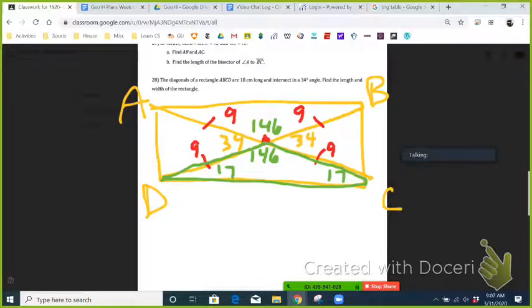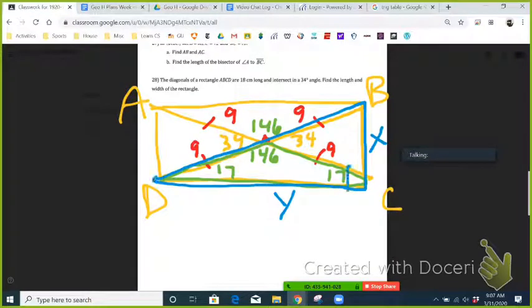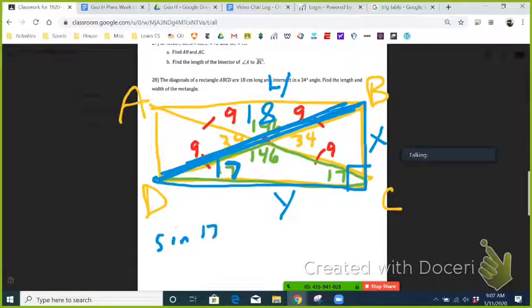So if we call this side X and this side Y, and we look at this as just a big right triangle, we know that this whole hypotenuse here, the diagonal, would be 18, and we know that this angle right here is 17. So since we have the hypotenuse, if we were using 17 and looking for X, that's an opposite leg, opposite and hypotenuse, we would do sine. So we'd say the sine of 17 degrees is equal to X over 18.